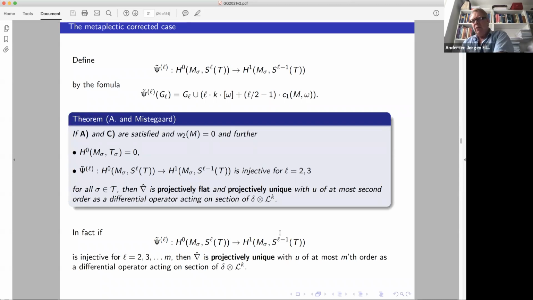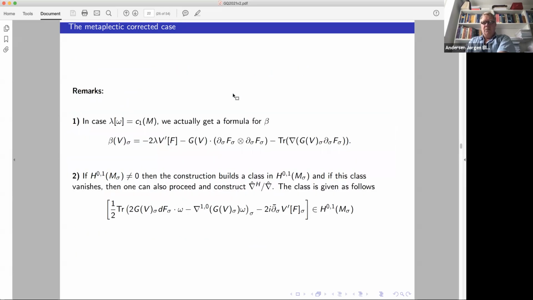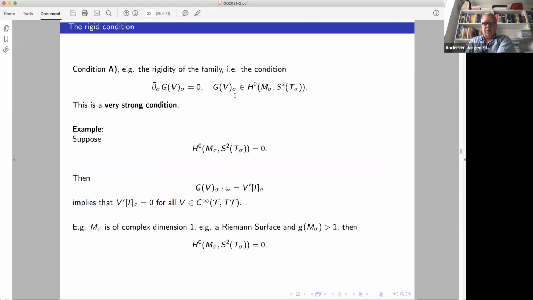In the interest of time, I'm going to skip this. This is a recent theorem together with William Mistegard, and there are certain conditions. I will get back to these maps on the level of smooth sections in a second, so I'm going to skip this. But there are very nice results about when this is projectively flat or not. Okay. But so far, I have not touched this rigidity assumption.